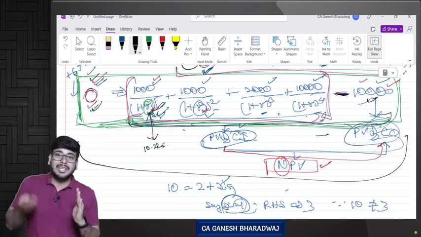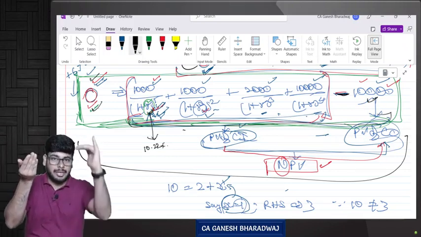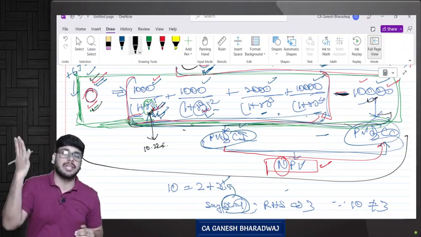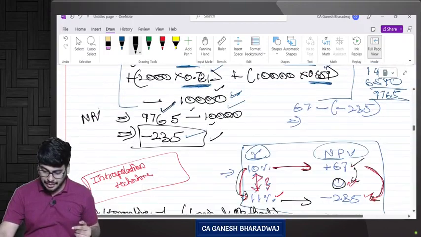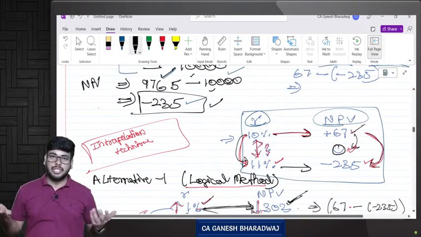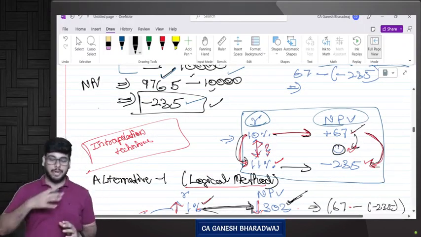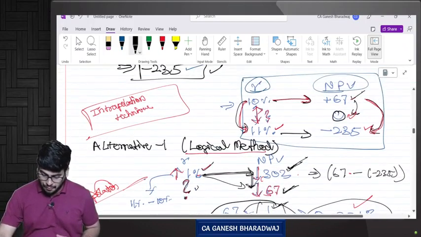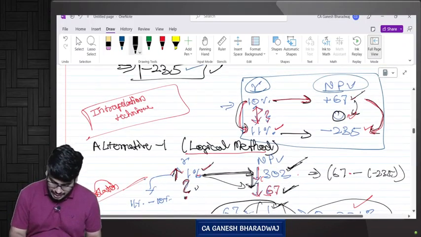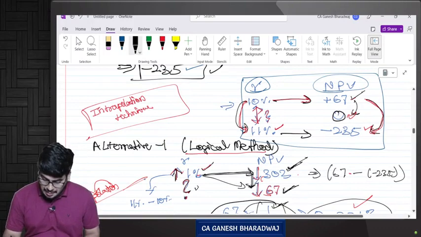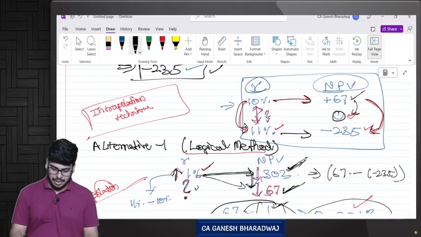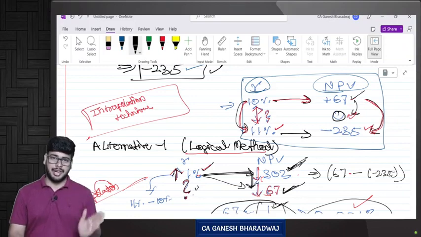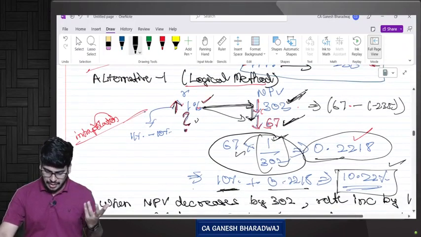Then we increased the discount rate. Why? Because we wanted our NPV to fall down. So we took the second trial as 11 percentage. NPV was showing somewhere in negative. It was showing negative 235. So with this, we used the interpolation technique. What did we see? For 1% increase in R, the NPV has fallen by 302. If I want my NPV to fall by 67 rupees, what should be the change in rate over and above 10 percentage? So it's very simple.